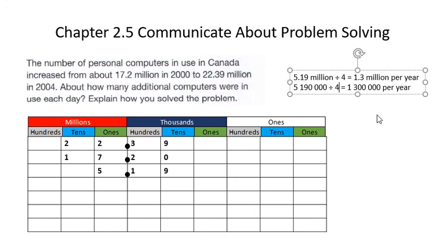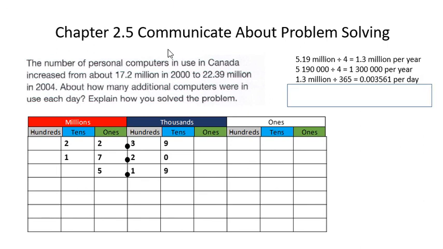But that's per year. We want to know per day. So we're going to take this 1,300,000 or 1.3 million and divide it by 365 because there are 365 days in a year. So I've gone ahead and done 1.3 million that we would have had in 1 year and divided it by 365. But we're facing a little bit of a problem here.